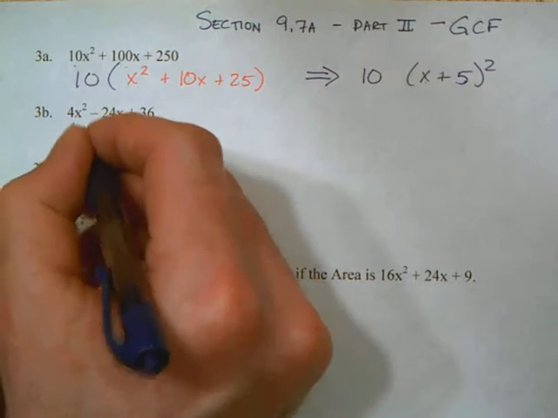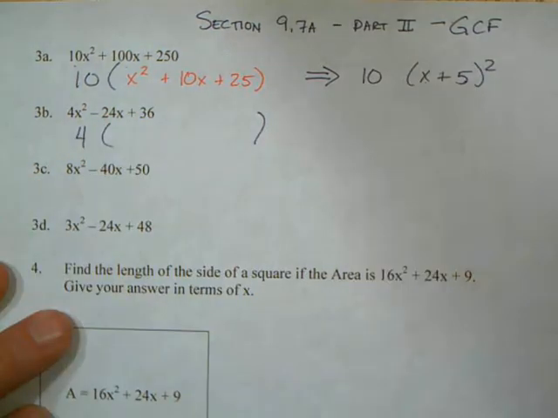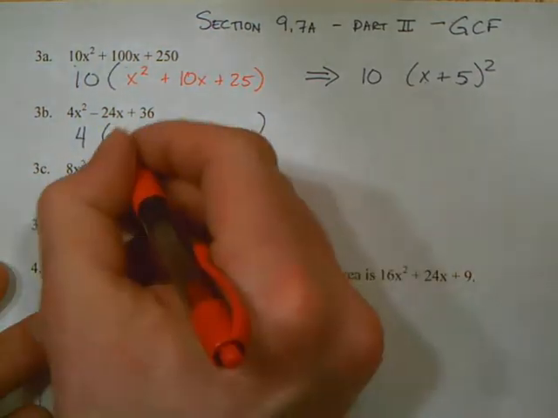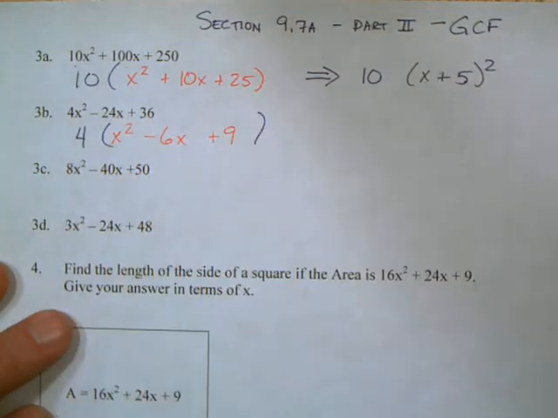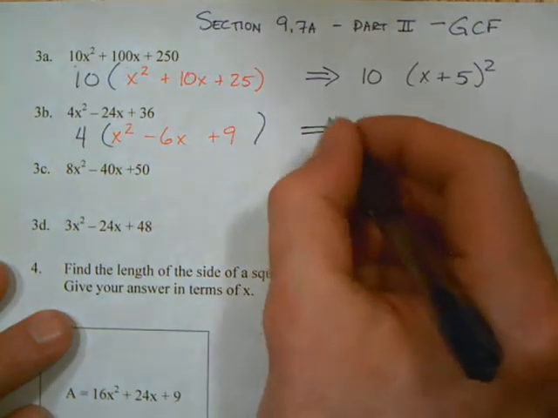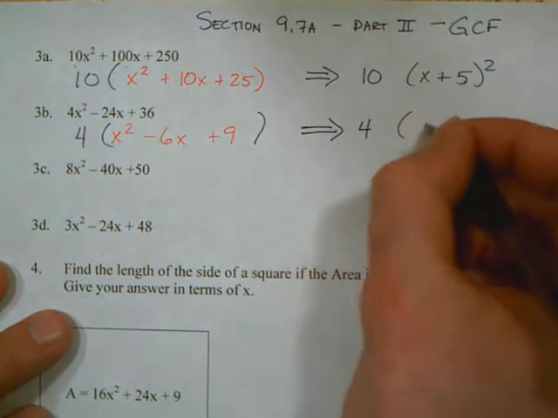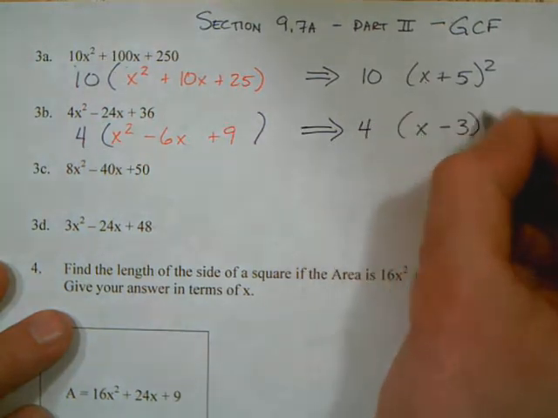Our next one, the GCF is 4. We take it out here and we're left with x squared minus 6x plus 9. Once again, the 9 is a perfect square, and so we're going to have x minus 3 squared.